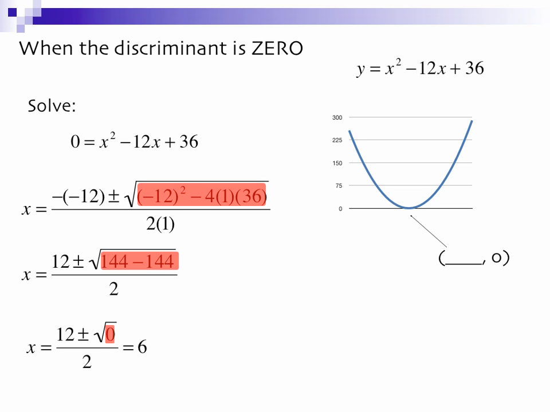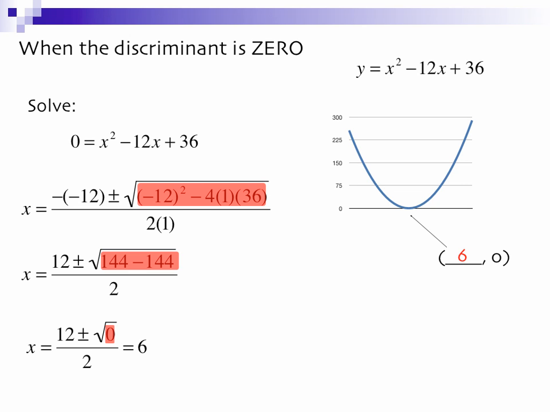If you think about it, the square root of 0 is just 0, because 0 times itself is equal to 0. And 12 plus 0 divided by 2 gives me the same thing as 12 minus 0 divided by 2. Both the plus and the minus equations here will result in the same solution. That is the one single solution. In this case, it's (6, 0).